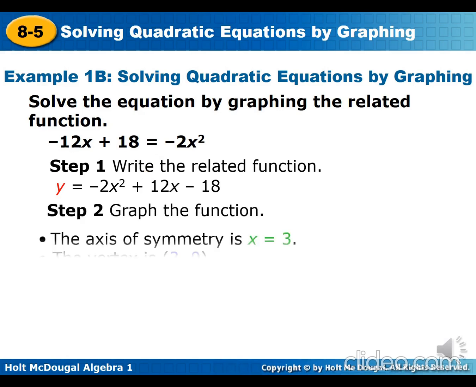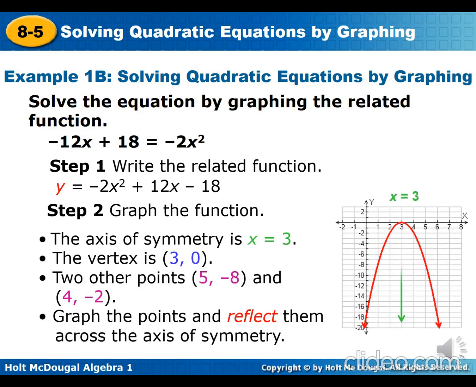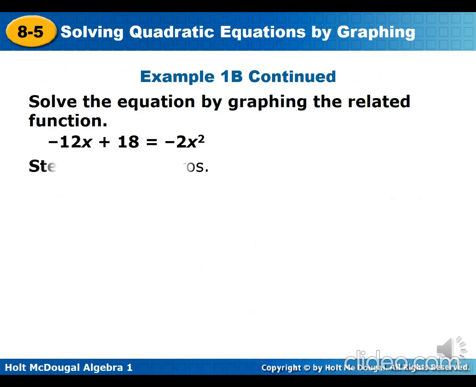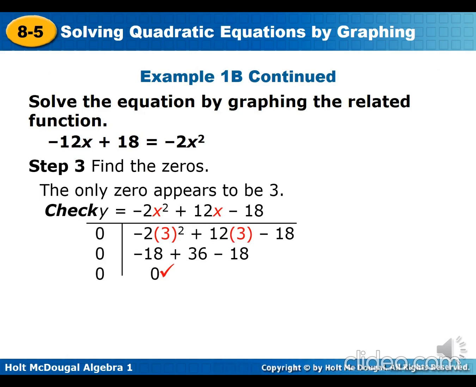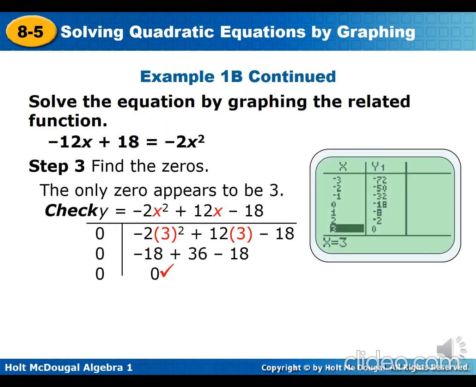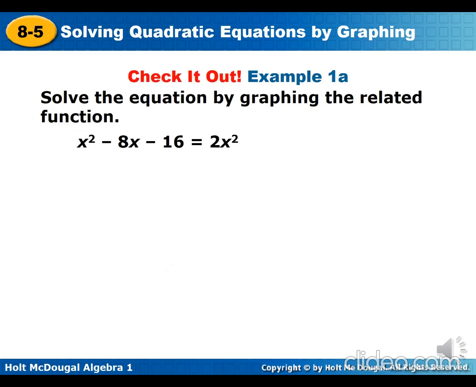Step 2, graph the function. Same steps. It feels like everything is repeating itself, right? What can you see on this graph? How many x-intercepts do we have? It's only one, right? So step 3 is we find the zeros, and as you can see, it's only 3. How do we check? We substitute again, and you can use tools.